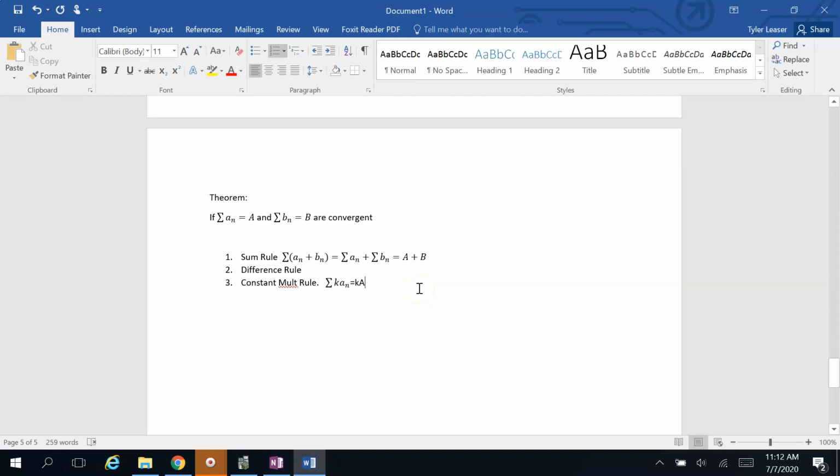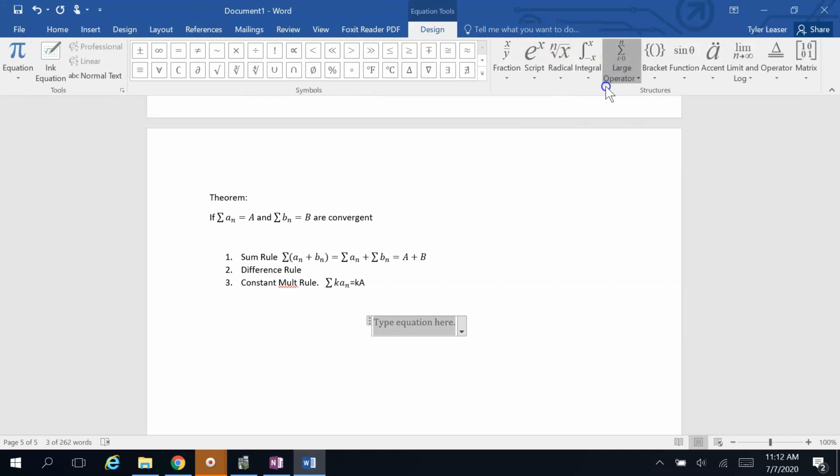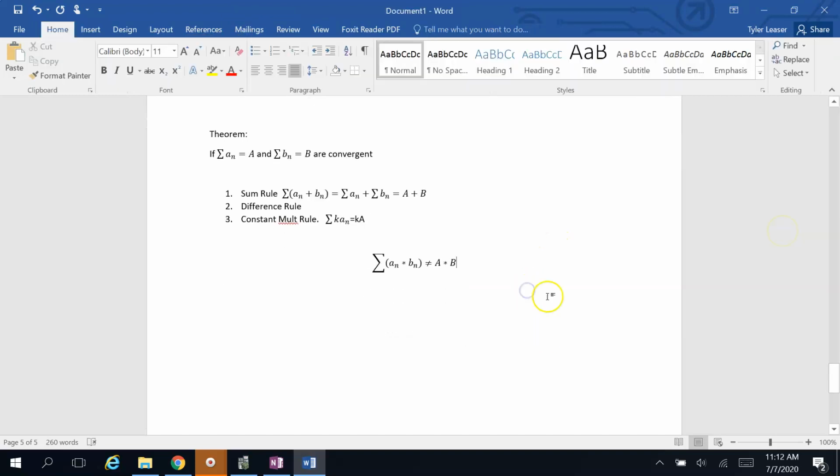But that's it. Those are the only rules that we have. Notice that we do not have a multiplication rule and we do not have a quotient rule. So the sum of A sub n times B sub n may not be equal to the two individual sums multiplied together. Same thing for dividing.